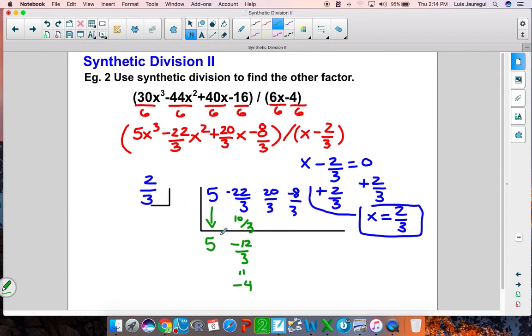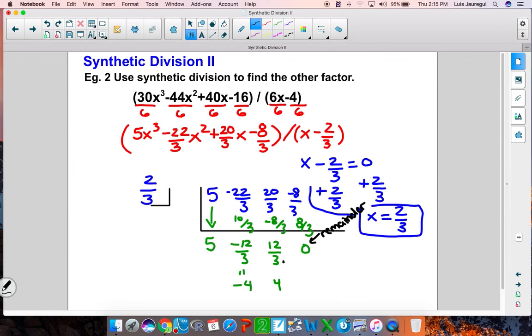Then you have 2/3 times negative 4. That's going to give you negative 8/3. We add 20/3 plus negative 8/3. That's going to give you 12/3 positive in this case. And that's going to give you 4. Then you have 2/3 times 4. That's going to give you positive 8/3. You add negative 8/3 plus 8/3. That's going to give you 0. And we can backtrack a little bit by saying this is your remainder.